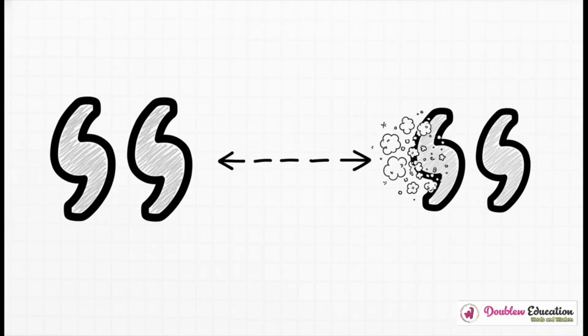Change number one is all about punctuation, and this is the easiest one to remember for sure. The speech marks, they just disappear. Poof! Gone. Why? Well, because we're not quoting the exact words anymore, so we don't need them.